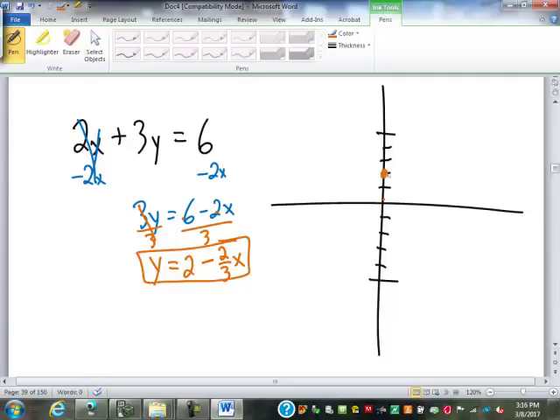So where do I start when I graph that one? Positive 2, and then from there I go down 2 and over 3. Very good.